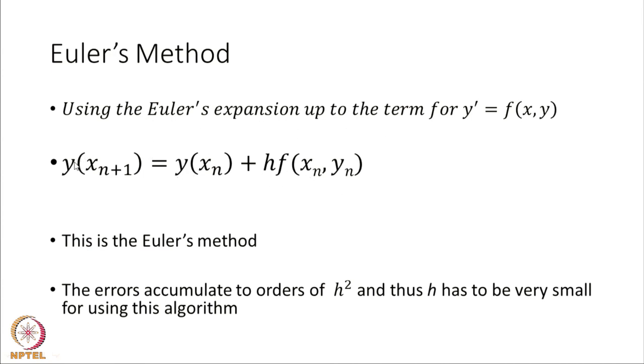What is my next step? Y at xn plus 2 is equal to y at xn plus 1 plus h into f of xn plus 1 yn plus 1. Extend to n plus 2, n plus 3 and so on. I can do a number of steps. The only problem here, if h is very large, errors will accumulate severely, but if h is very small, then you can use this algorithm. So, errors are of the order of h square. So, this is Euler's method.